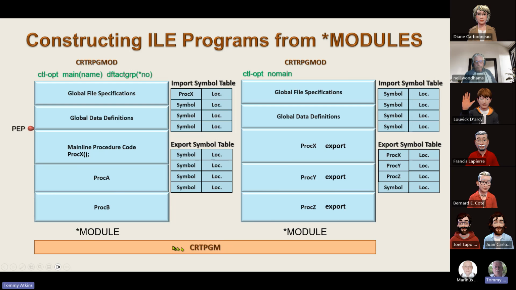Okay. Yes, Ludwig. Could you use the export keyword on proc A from a main program? Yes, you could. What's more, you could access proc A from proc Y. You can access both ways. So yes, you can.